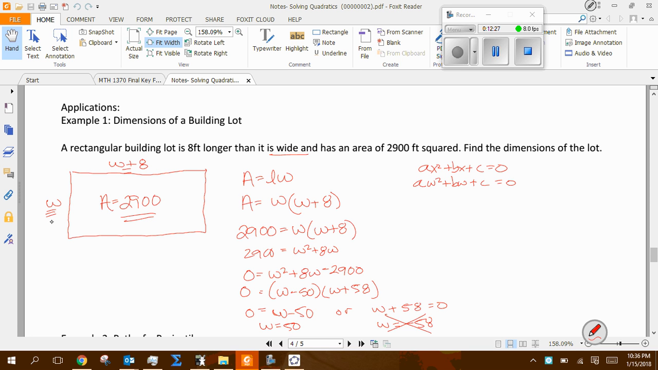But now if w is 50, so I come back over here, that's 50 feet. And then w plus 8, so 50 plus 8, gives me this to be 58 feet in length. Again, if you multiply those together, you do get 2900, and you see that this one is 8 feet longer than that one.